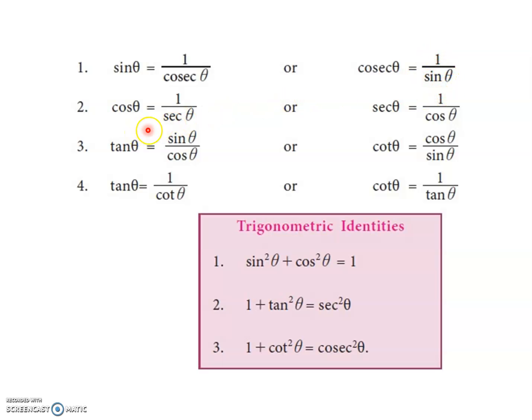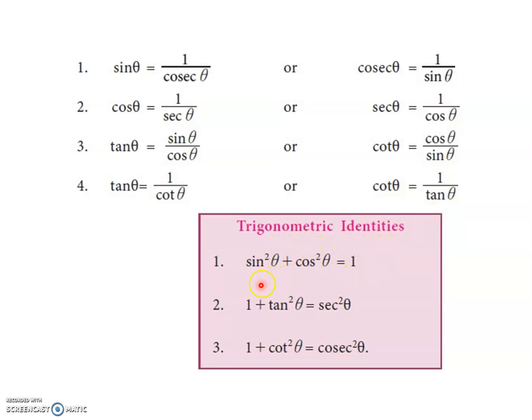Cos theta is equal to 1 upon sec theta, or sec theta is equal to 1 upon cos theta. Tan theta is equal to sin theta upon cos theta, cot theta is cos theta upon sin theta. Tan theta is 1 upon cot theta, cot theta is 1 upon tan theta.